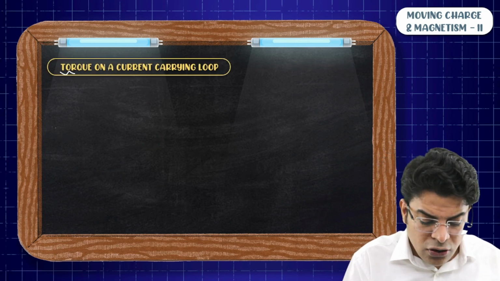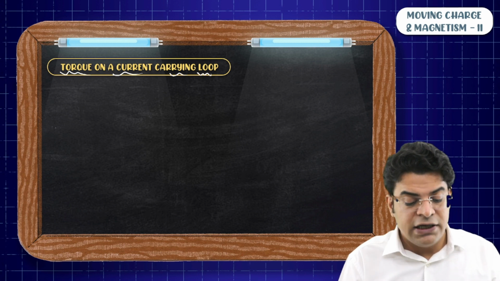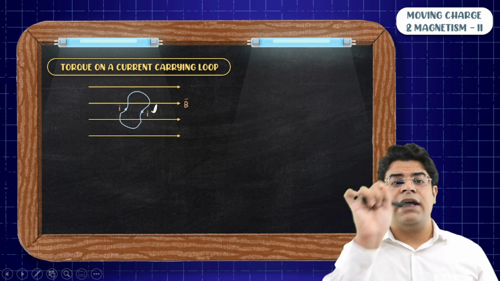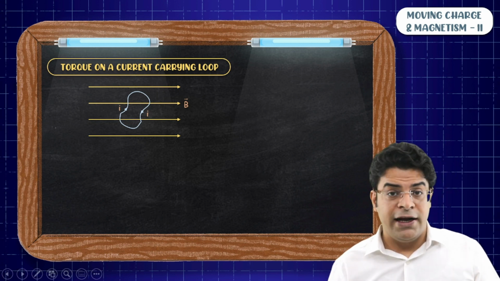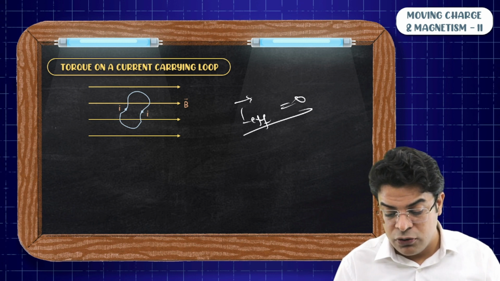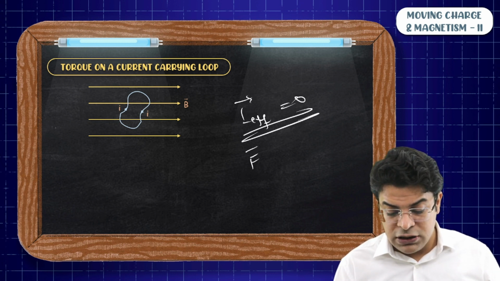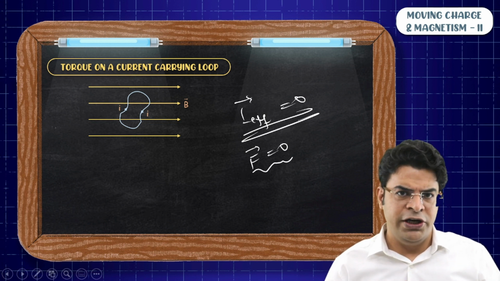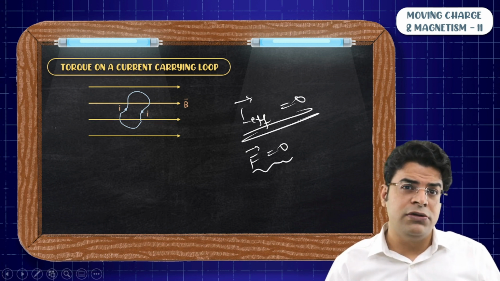Torque on a current carrying loop placed in a uniform magnetic field. We have just learned that if we have a current carrying loop placed in a uniform magnetic field, then the effective length for this current carrying loop comes out to be 0. So the force comes out to be 0. Now I want to emphasize a little bit further here. The force comes out to be 0, yes.